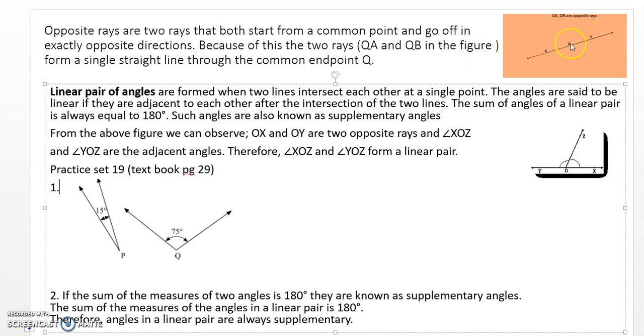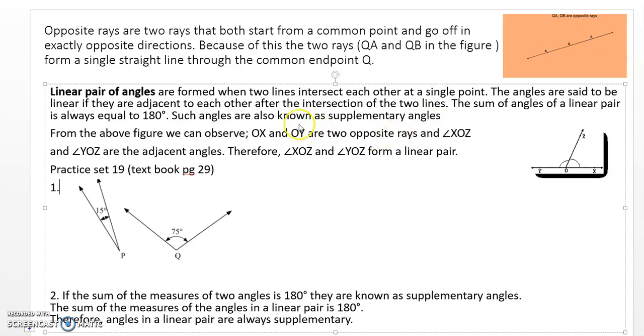Now suppose here it is OA and OB. These are the opposite rays, OA and OB. So these are OA and OB, the opposite rays, because they start from the common point and form a straight line. It is said that because of this, the two rays OA and OB in the figure form a single straight line through the common endpoint O. So this is the meaning of opposite rays.